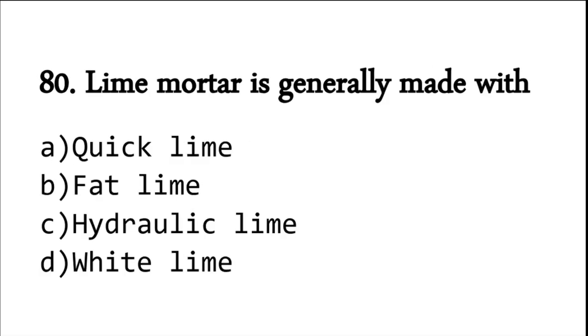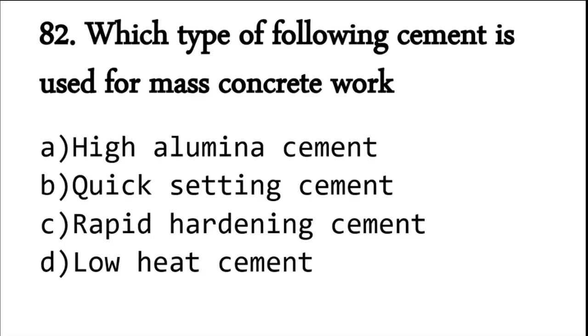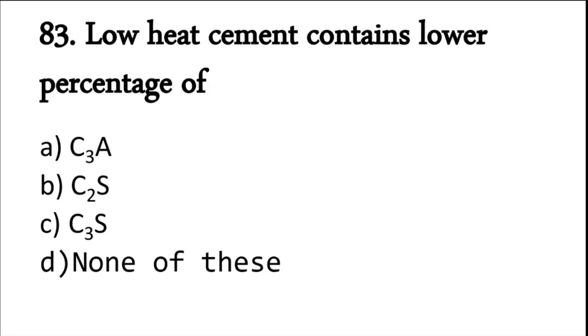Next is, lime mortar is generally made with hydraulic lime. C is the correct answer. Next is, the temperature range in cement kiln is 1300 to 1500 centigrade. C is the correct answer. Next is, which type of following cement is used for mass concrete work? So for mass concrete work, we actually use low heat cement. D is the correct answer.